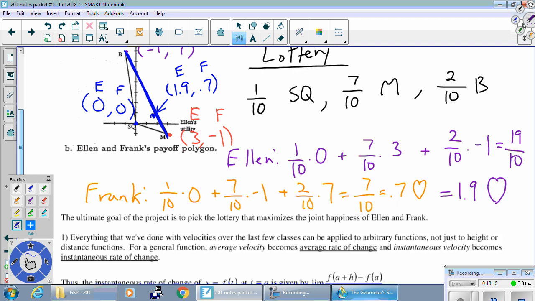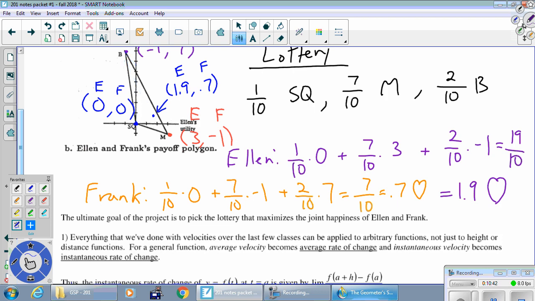And now is this point right here closer to the beach or is it closer to the mountains? Well, it's much closer to the mountains. Does that make sense? Yeah, the mountains got 7/10 of the weight and the beach only got 2/10 of the weight. And so this point here is literally pulled 7/10 towards that point and only 2/10 towards that point. And every point in and on that triangle corresponds to some lottery.